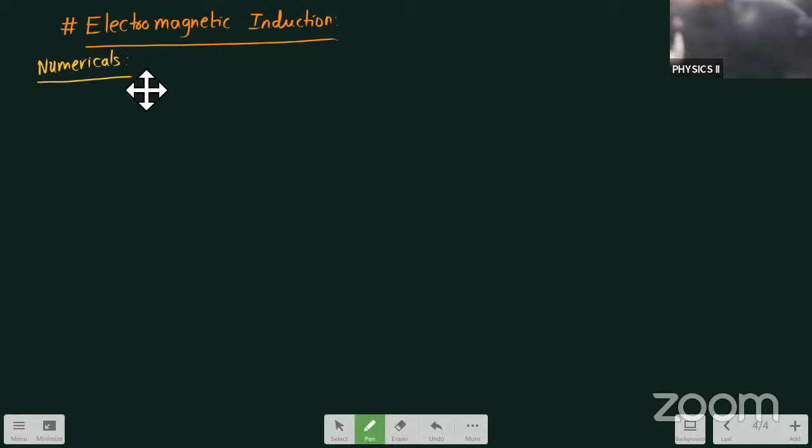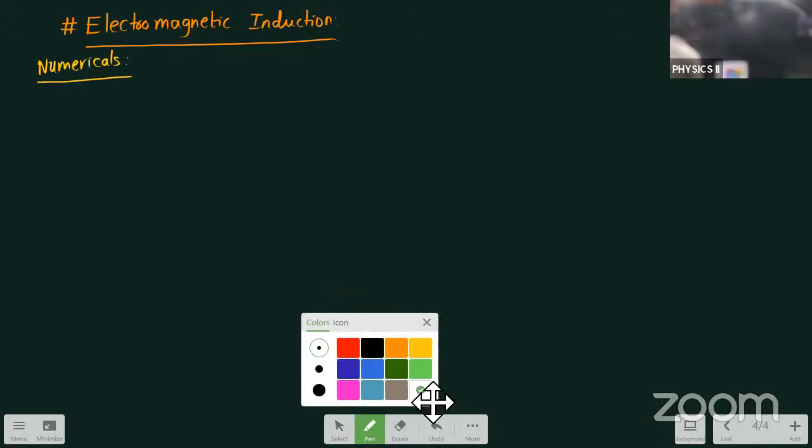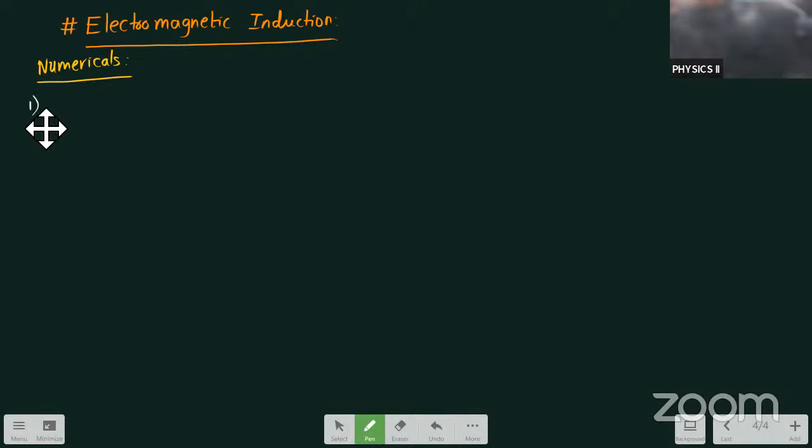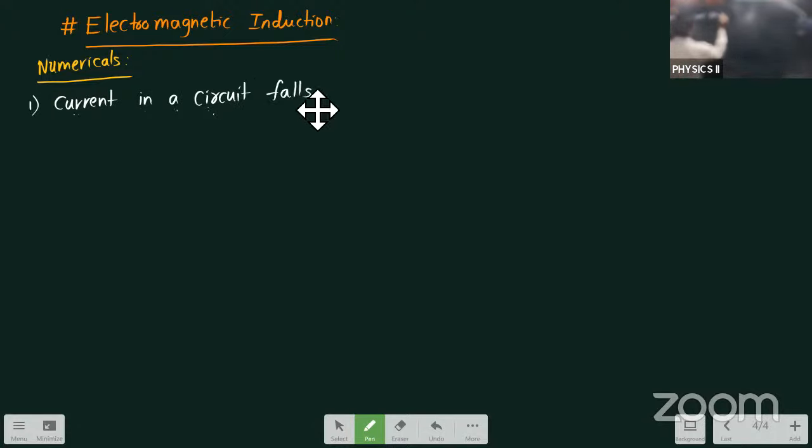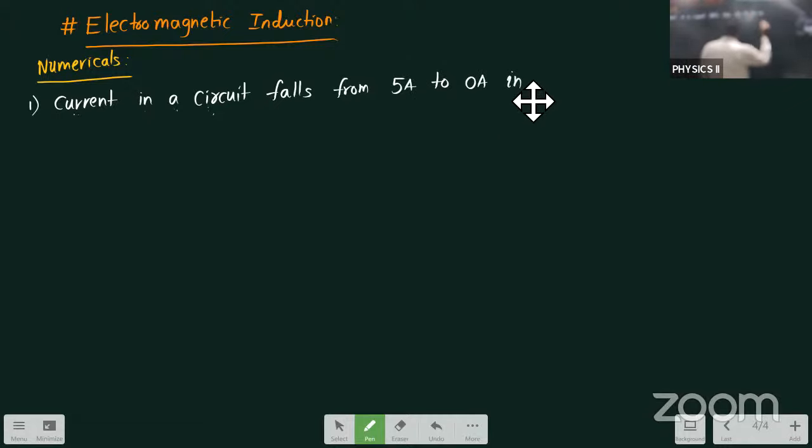So, first numerical. I will be writing the question here. Please note down this question. First numerical: current in a circuit falls from 5 amperes to 0 amperes in 0.1 second.